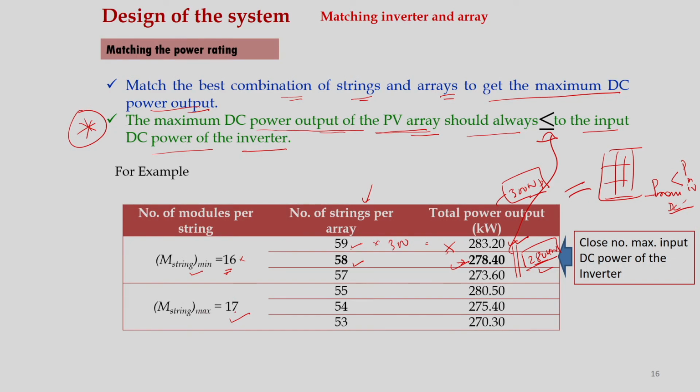If we consider the maximum number of strings, that is 17, and if we take different numbers of strings, say 55, 54, we can see which one is best fitted. This one is found to be the best fitted. We can decide based on the economics and other conditions which one will be the best fit for the particular plant.